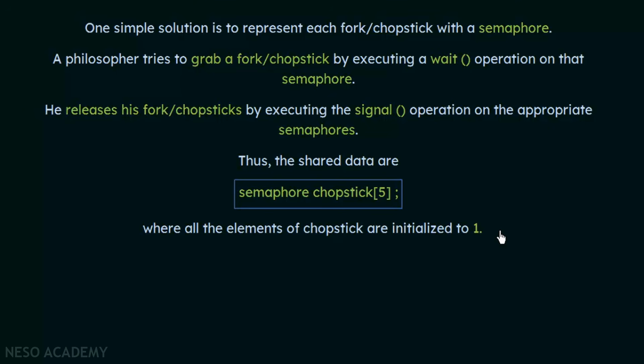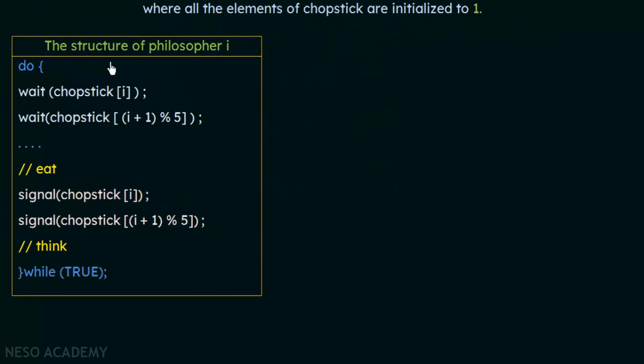So now we'll be seeing the structure of the philosopher. That means we'll be seeing how the code is written in order to accomplish this. So here is the code. This is the structure of any philosopher I. Here, when a philosopher wants to eat his food, that means when he is hungry, what is the first thing that he needs to do? He needs to get hold of the 2 chopsticks that are adjacent to him. So he needs to get the chopstick at his left and right. How will he do that?